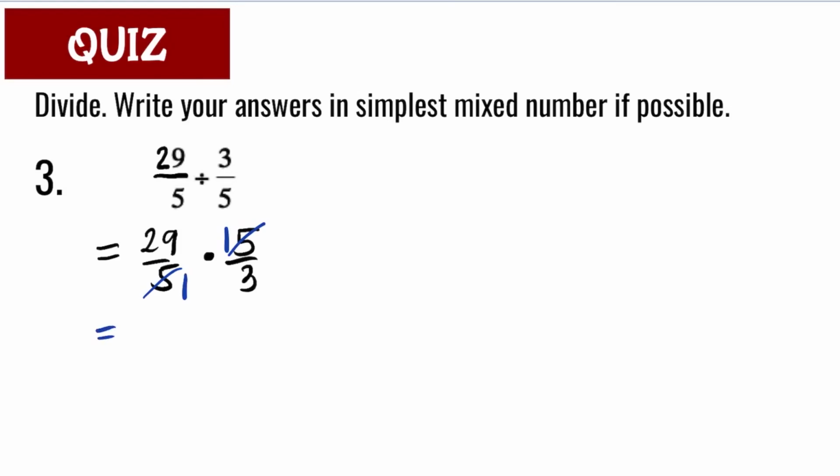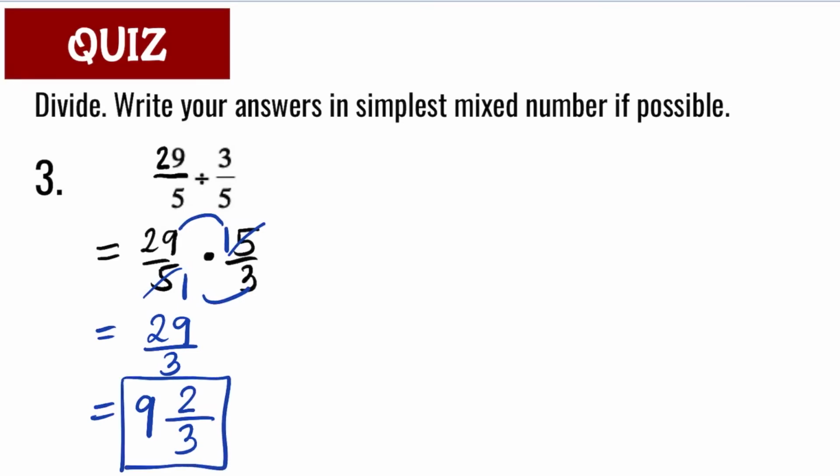Simplifying this, we multiply the numerators 29 and 1, that's 29. And we multiply denominators 1 and 3, and that is 3. So we have 29 over 3. How many 3's can go into 29? 9, right? 9 times 3 is 27. And if we subtract 27 from 29, there is a remainder of 2. So we write the remainder as 2 over the denominator. So the answer for number 3 is 9 and 2/3.